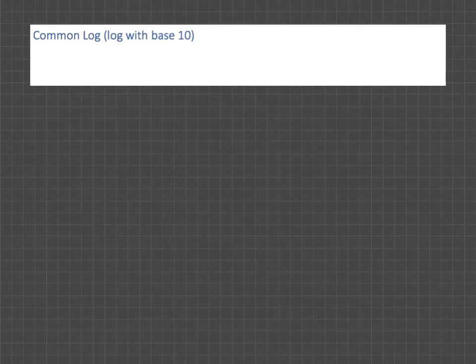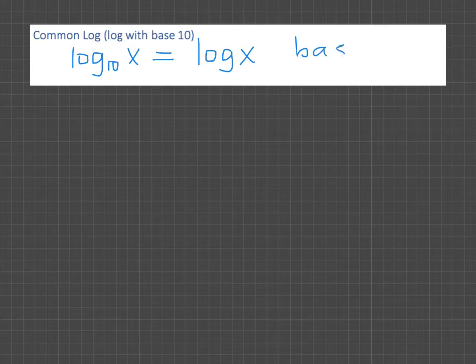We also have something called the common log, and this is the log with the base of 10. So if we've got log base 10 of some value, we can write that as just log of that value. In other words, if you see a log without a base subscript, we assume the base is equal to 10.